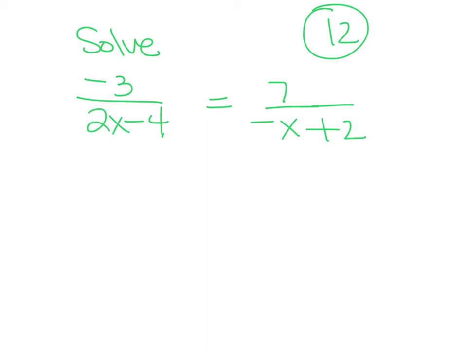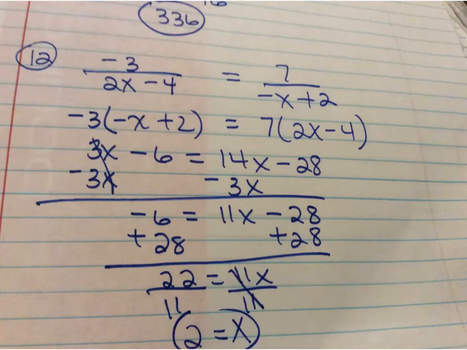Alright, number 12, we're going to start solving equations. Okay, here's the answer to number 12. Don't forget this is actually a proportion. So the way you solve a proportion is you cross multiply. So I cross multiplied negative 3 times negative x plus 2 first. And then I cross multiplied the 2x minus 4 times 7. And my final answer, when I divided both sides by 11, was 2.